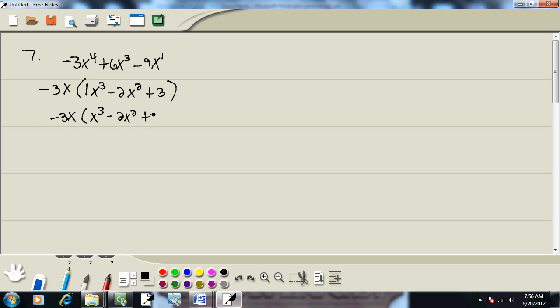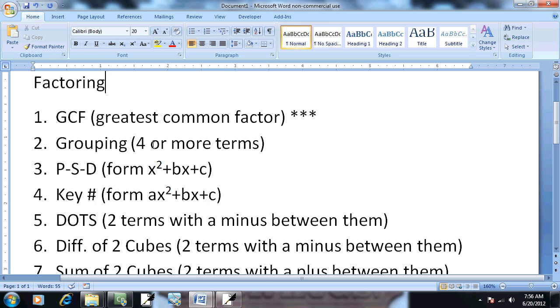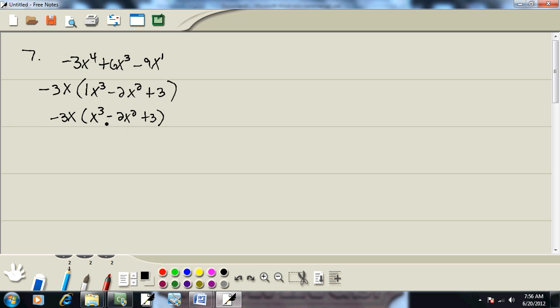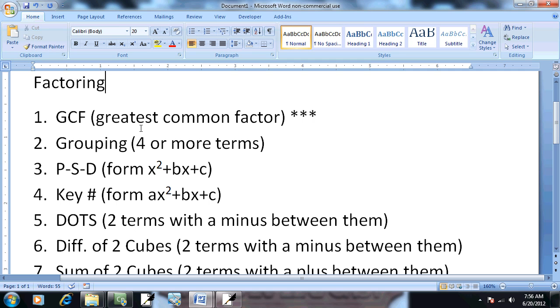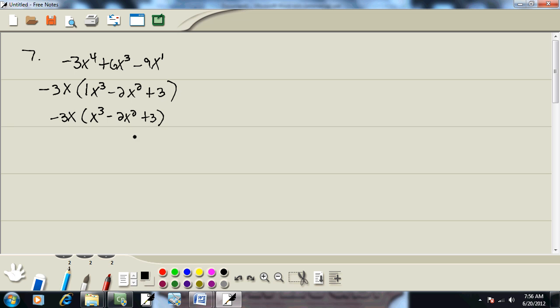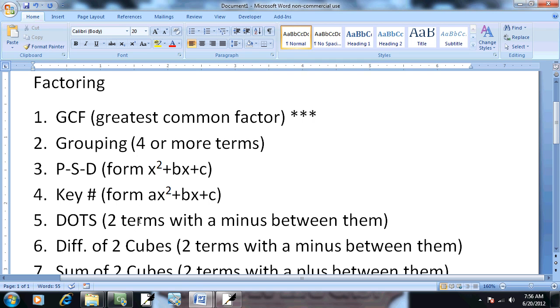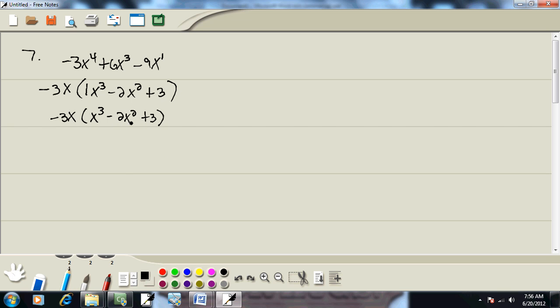And if I were to go through and look through my list, next one's grouping, 4 or more terms. Well, what's inside the parentheses is 3 terms, so can't do anything there. PST and key number are both 3 terms, but they have an x squared on them. This one has an x to the third. Then the last one's 2 terms. Well, these are all 3 terms, so I know this is my answer.